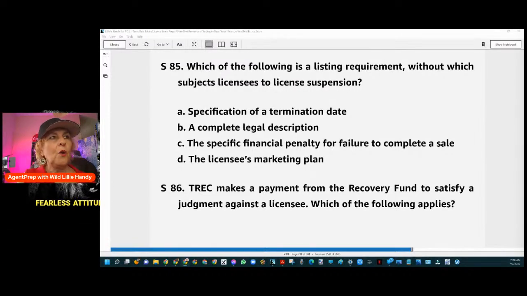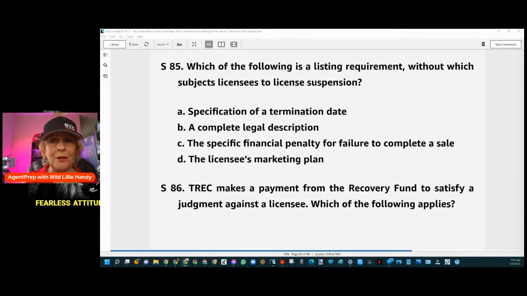Which of the following is a listing requirement without which subjects licensees to license suspension? A, specification of a termination date. B, a complete legal description. C, the specific financial penalty for failure to complete a sale. Or D, the licensee's marketing plan. A listing requirement. Okay, what do listings have to have to be a valid listing?